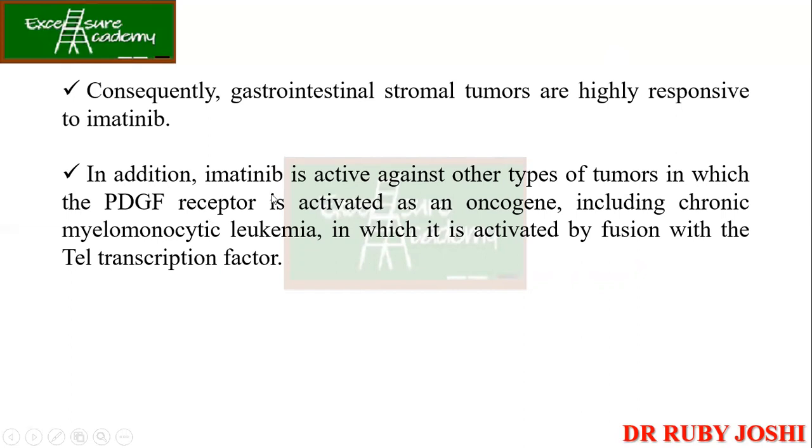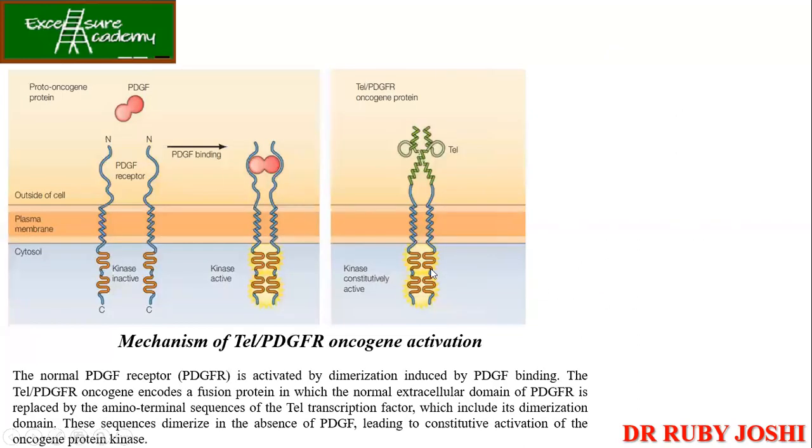So in addition, Imatinib is active against other types of tumors in which the PDGF receptor is activated as an oncogene, including the CML, in which it is activated by fusion with the cell transcription. So आप यहाँ पे देख सकते हैं, ये मैंने मेरे पहले lectures में भी discuss किया हुआ है.